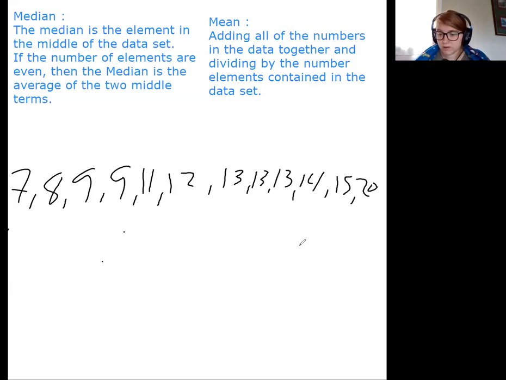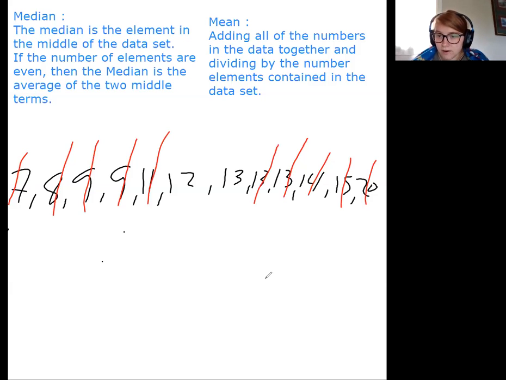Now here's the easy part. Just cross them off and find the one in the middle. 1 here, 1 there, 2 here, 2 there, 3 here, 3 there, 4 here, 4 there, 5 here, 5 there. Oh, well, we can't do 6 and 6 because then we'll have nothing.